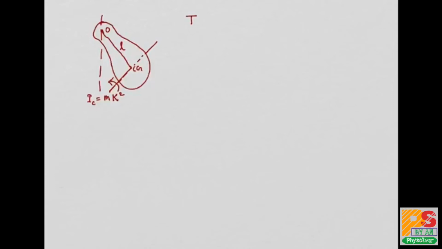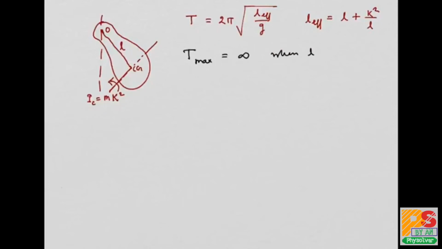Then the time period will become 2 pi root over L effective by G, where L effective is L plus k square by L. Okay, T maximum would be equal to infinity when L is equal to 0, and T minimum would be 2 pi root over 2k by G when L equals K, right?